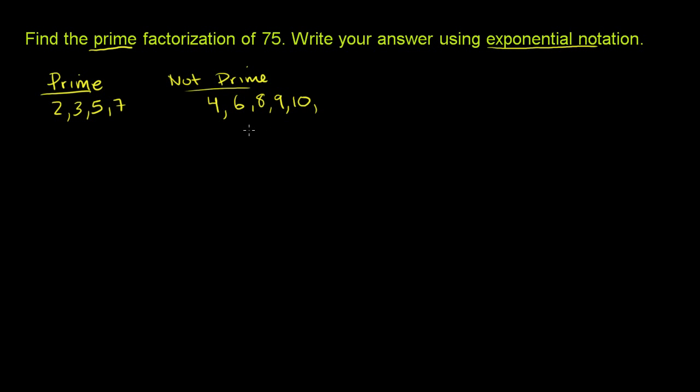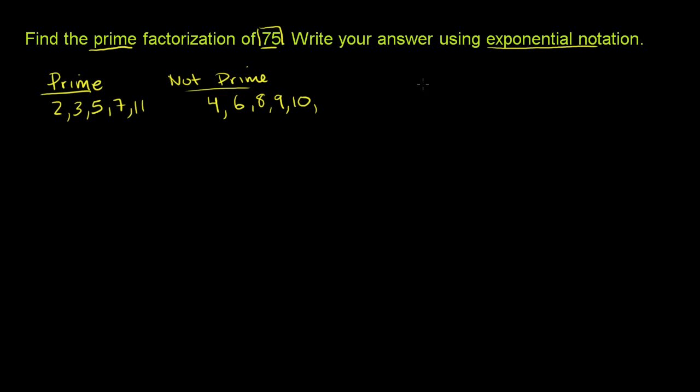11, it's only divisible by 1 and 11. So 11 is then a prime number. And we could keep going on like this. People have written computer programs looking for the highest prime and all of that. So now that we know what a prime is, a prime factorization is breaking up a number like 75 into a product of prime numbers.